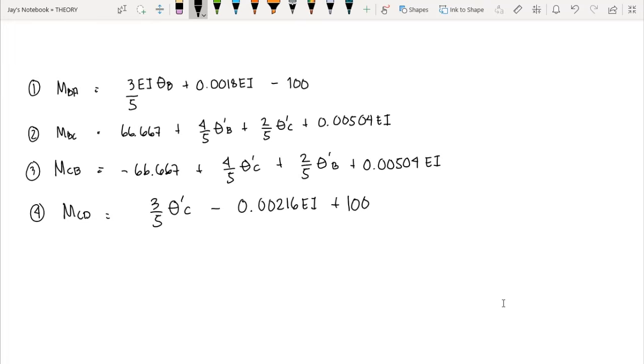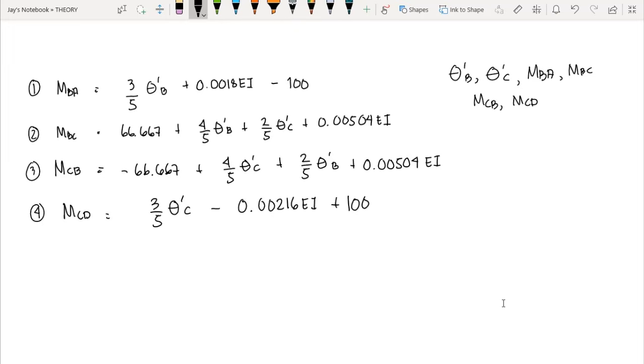We have the unknowns theta prime B, theta prime C, and the moments BA, BC, CB, and CD. So we have 6 unknowns, but we only have 4 equations available. In this case, we have to add 2 conditions so that we can decrease the number of equations. This is the advantage if you use the modified slope deflection equation.